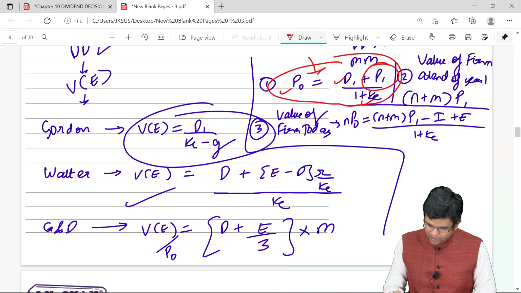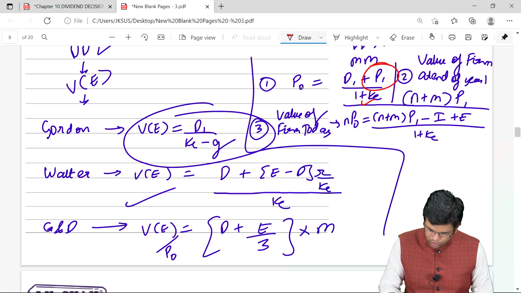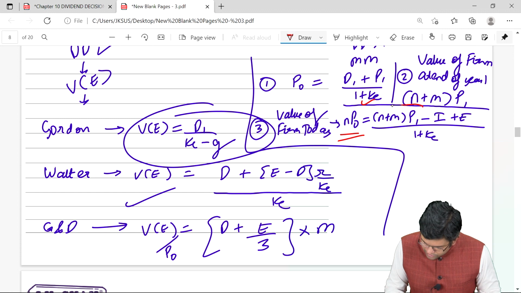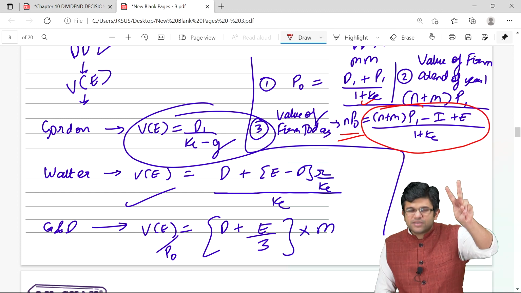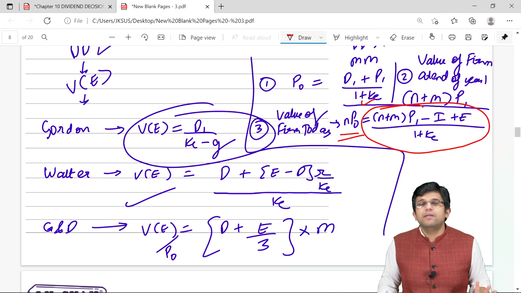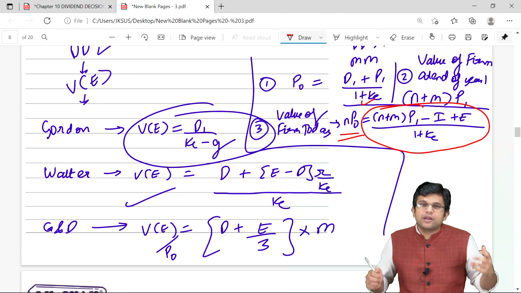For that, children, what you should do is, I'll just show it to you. What you should do is simply calculate this particular formula NP0. Put the numbers here 2 times. One is when dividends are paid and second is when dividends are not paid. Everybody clear? Now children, for that you will require a working note.